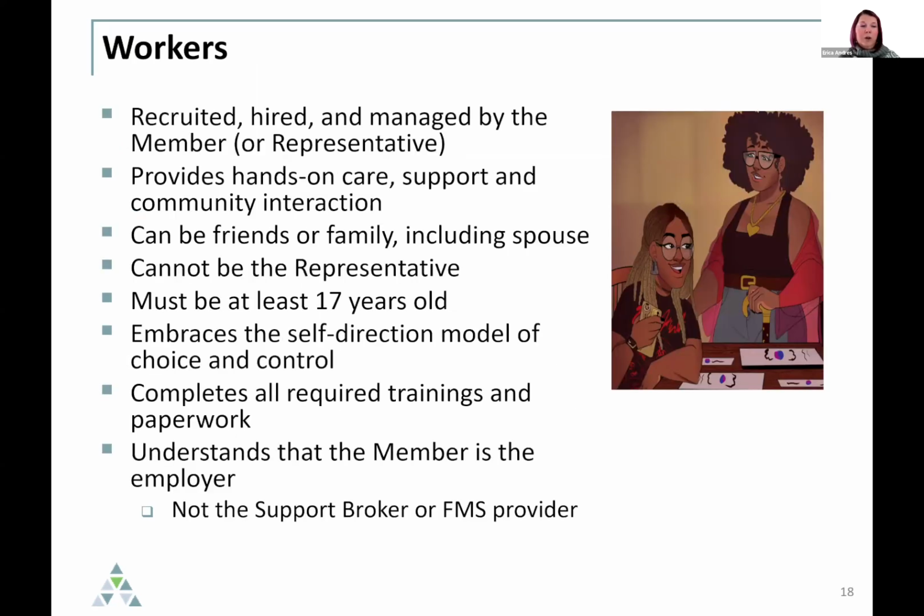Now, workers in self-direction are the people that are recruited, hired, and managed by you or your representative. The workers are the ones who provide that hands-on care, support, and help you get out into the community. Again, they can be your friends or family, including your spouse. They cannot, again, be your representative, though. Workers must be at least 17 years old, and workers really need to embrace that self-direction model and understand that it's your choice and you are in control. The workers complete all required trainings and paperwork, and they really understand that you are the employer, not the support broker or the case manager or the FMS provider, no one but you.